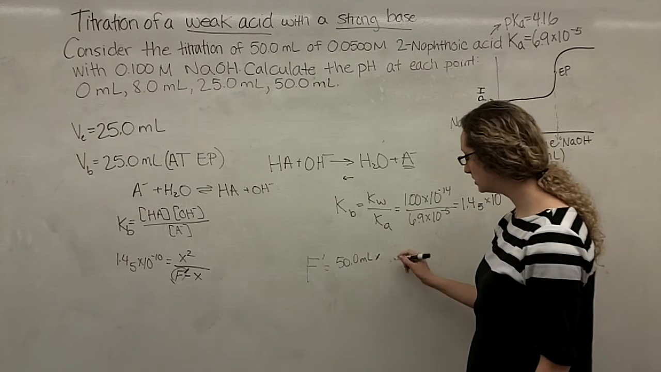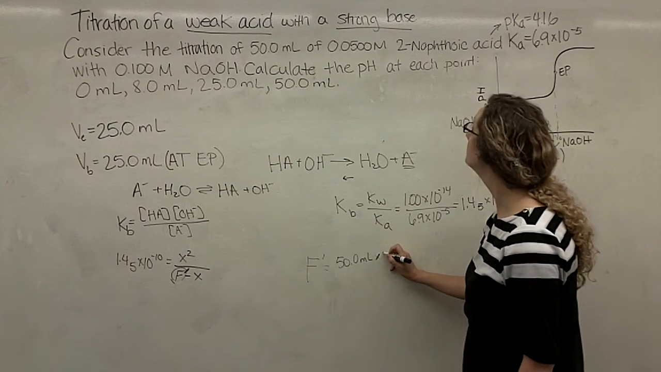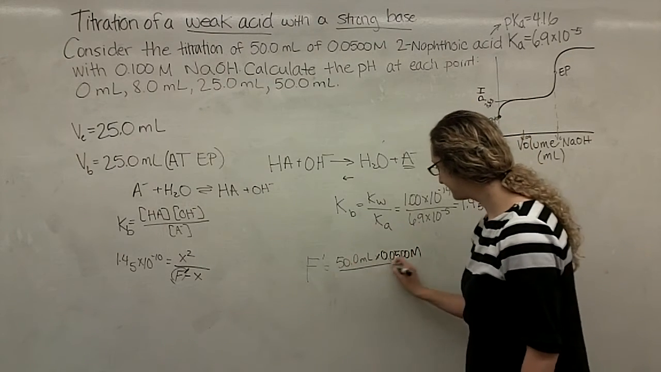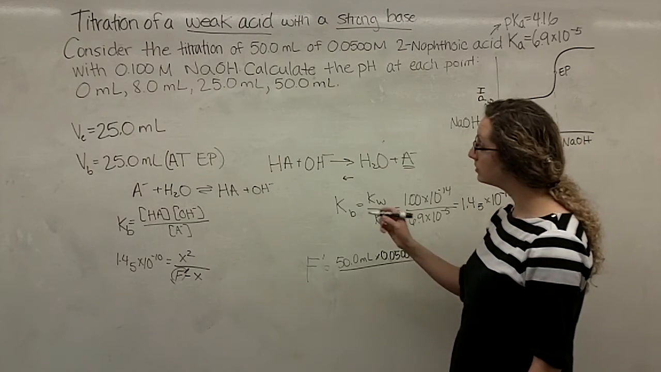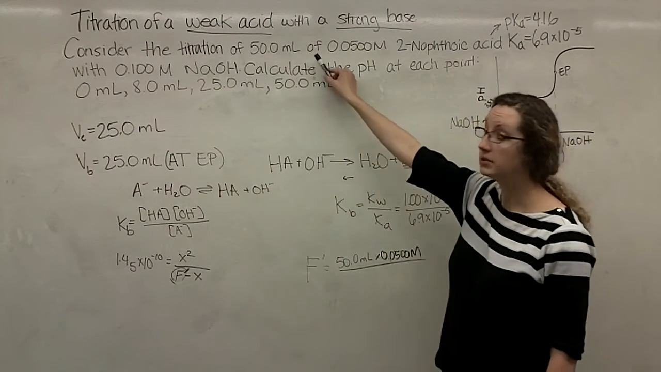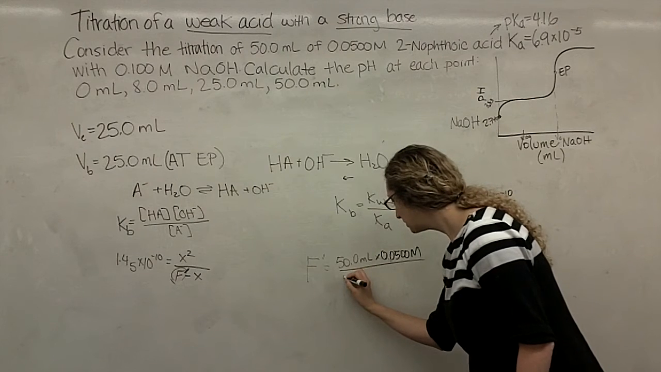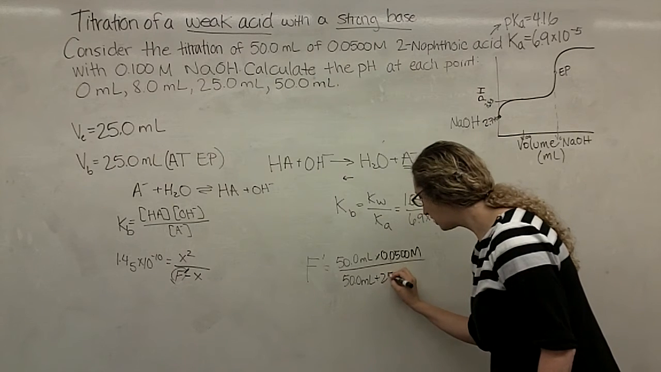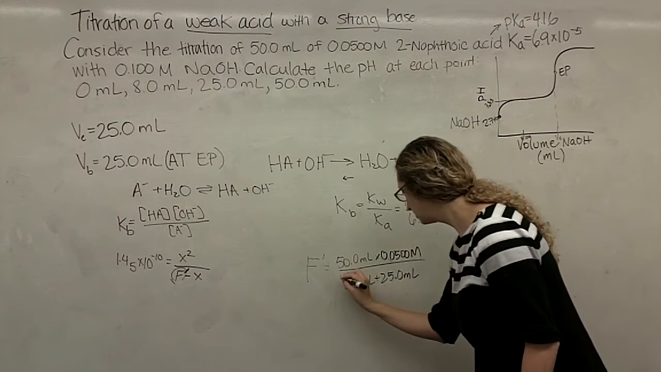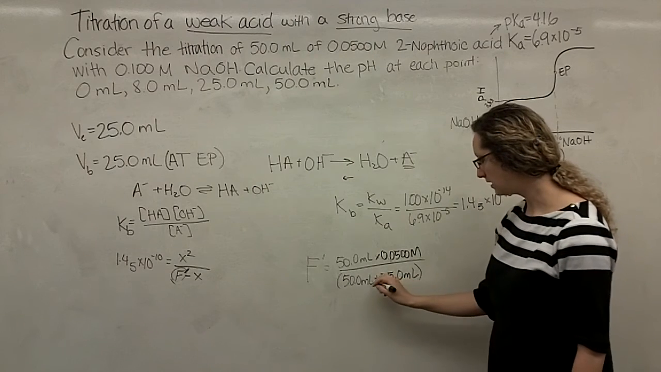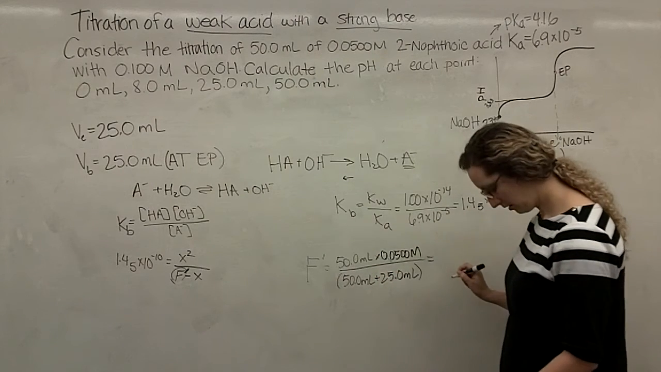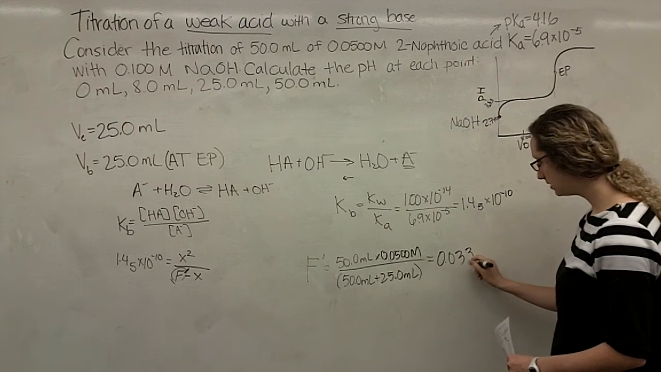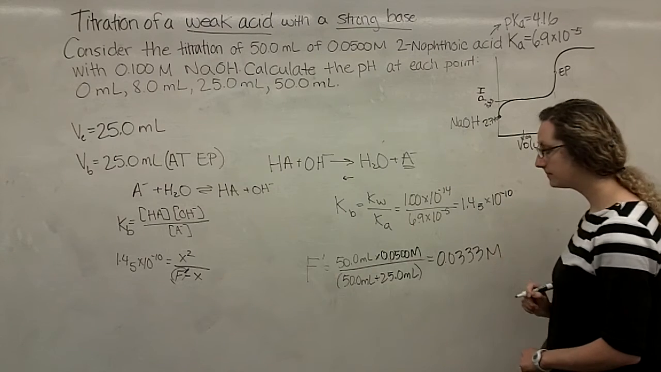So our initial concentration and volume, this is 0.0500 molar, over our final volume, which is 25 milliliters plus 50, so in this case, 50.0 milliliters plus the 25 that we added. And then our milliliters will cancel out, and what we will get is 0.0333 molar.